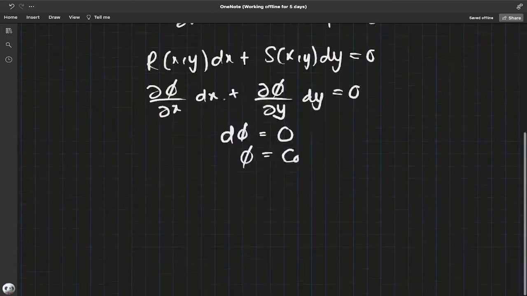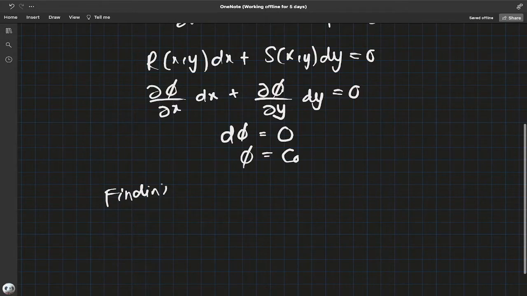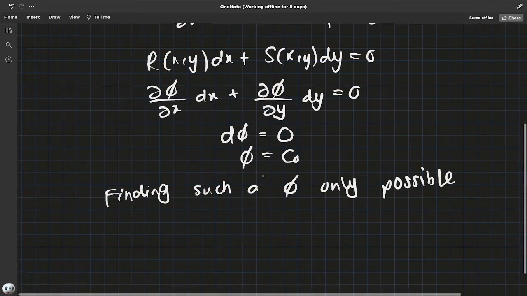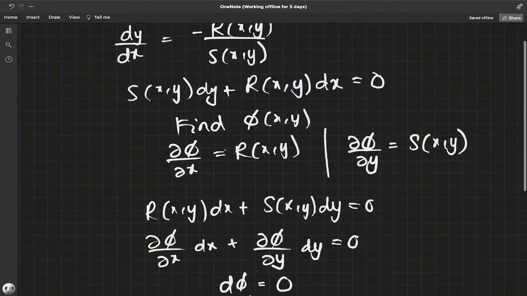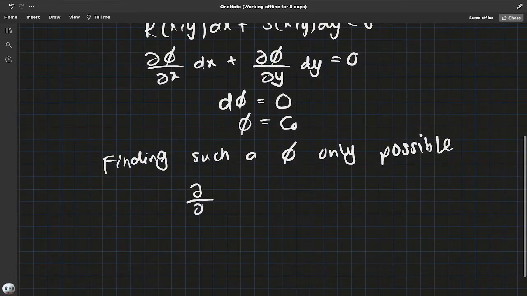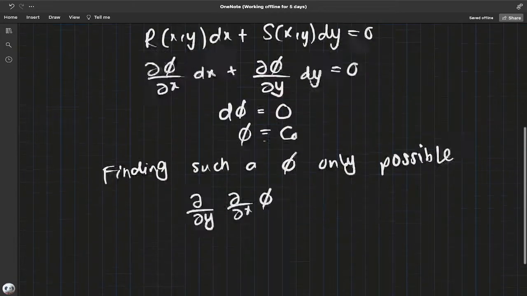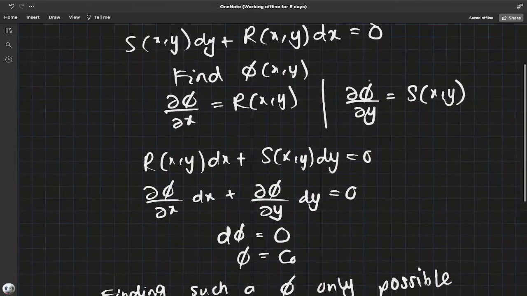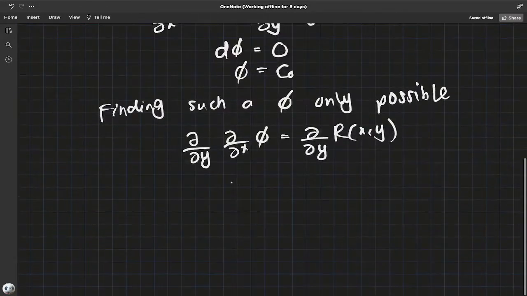Now, finding such a phi is only possible when, well, let's see, we have partial phi over partial x equals r of xy. What if we differentiate with respect to y on both sides? So we have partial with respect to y, partial with respect to x of phi, and this is partial with respect to y of r of xy. And what if we differentiate with respect to x on this side, for the s?